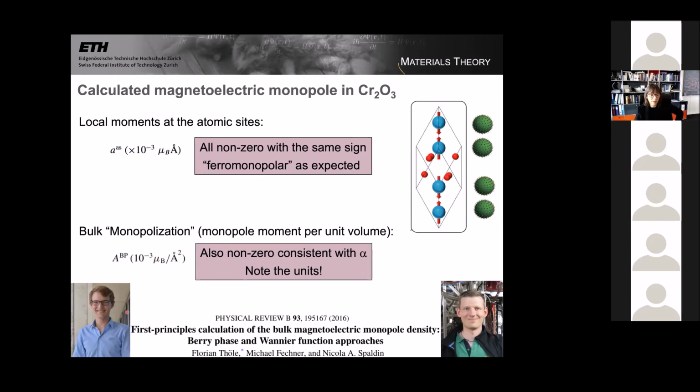This was the PhD thesis work of Florian Turler in collaboration with Michael Feshner, who's a postdoc in the group. What I want to point out for you here, again, I didn't write down the actual number, are the units. The units of this monopole, or in general magnetoelectric multipole per unit volume, are Bohr magnetons per unit area. So the bulk thermodynamic magnetoelectric multipole per unit volume has the same units as magnetic moment per unit area. Okay, and that's going to be important in our finding a way to measure these multipoles.